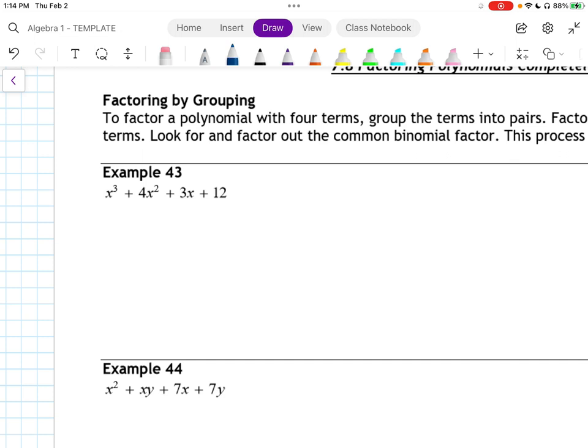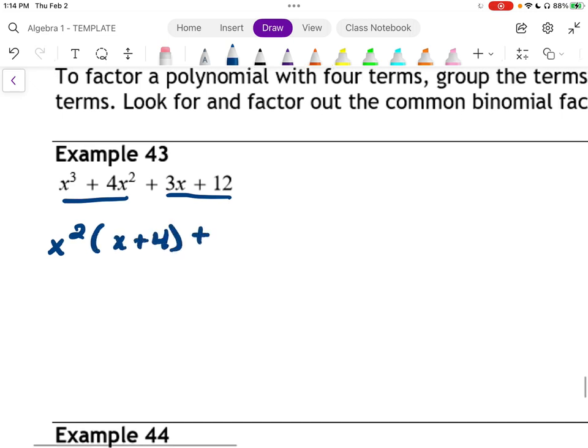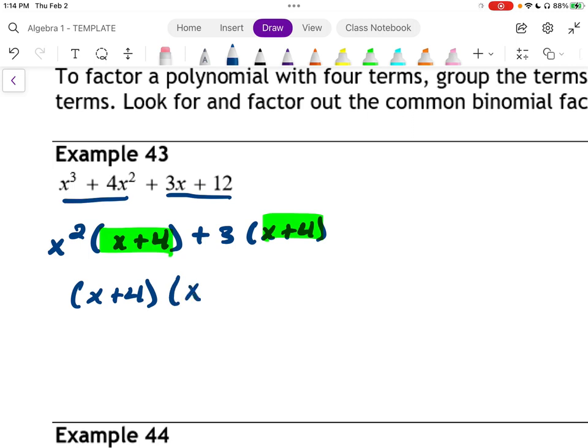We have a polynomial with 4 terms. Whenever it has 4 terms, you want to check factoring by grouping. So the first 2 we underline, the second 2 we underline, and we're going to be trying to break apart like we did above. So I'll pull out an x squared, and I'm left with x plus 4. And then I'll pull out a 3, and I've got x plus 4. Now you should be able to recognize that these are the same things, so they can come out front, and then we're left with the leftovers, x squared plus 3.